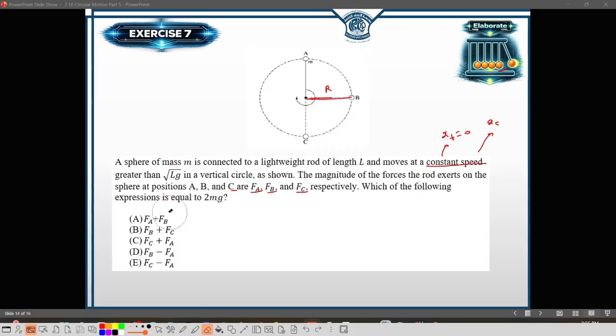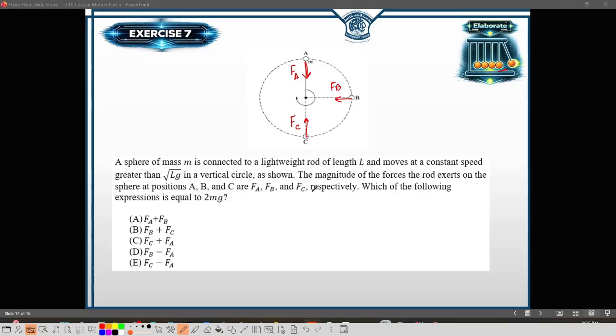So we know that the rod is exerting a force on the sphere at position A. This force is acting inward. So this is Fa, and here it's acting inward. This is Fb, and here it's acting inward. This is Fc. Which of the following expressions is equal to 2mg?